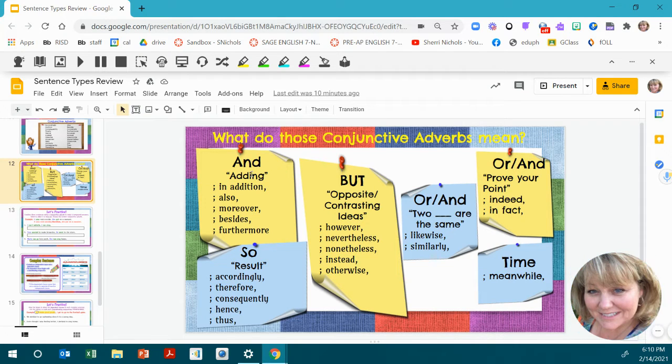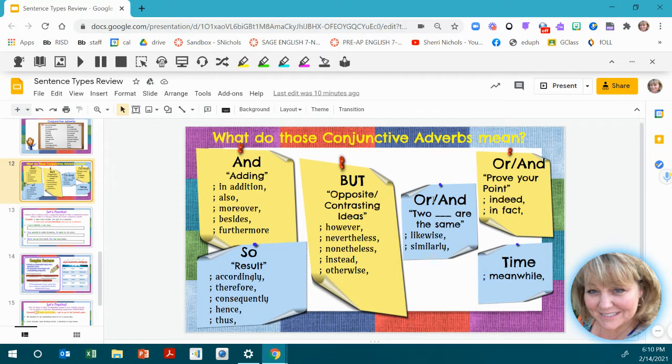So then we move on to, what do these conjunctive adverbs mean? If you want to add more information, you would use in addition, also, moreover, besides, furthermore. And if you want to say "as a result of," you would say accordingly, therefore, consequently, hence, thus. But, which is an opposite or a contrast, you would say however, nevertheless, nonetheless, instead, otherwise.